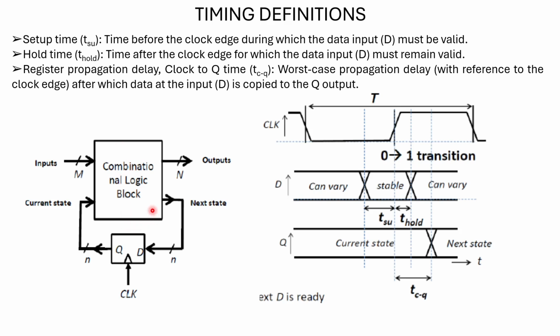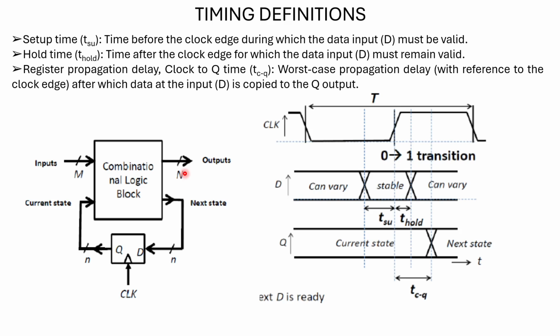So first, I told you about this clock to Q delay that needs to be covered in this time period, and then the combinational block should also provide its output, right? That is the propagation delay of the combinational logic. And the third part is that the output needs to be stable until the next clock edge, right? The next state should be stable for the next cycle. That means setup time. So this gives that my time period T should be greater than or equal to my setup time plus the propagation delay of the logic block plus the clock to Q delay of the flip-flop. That puts a constraint on the time period.